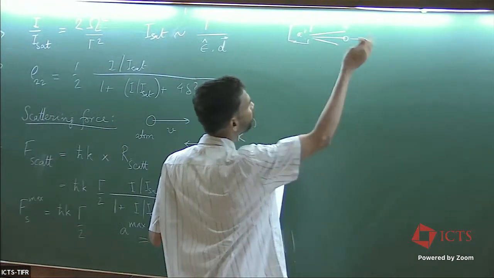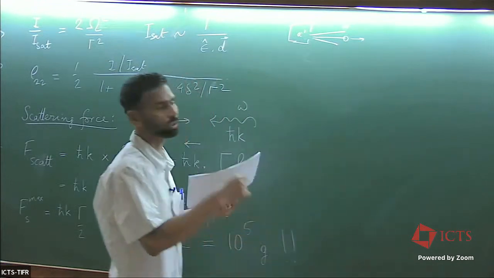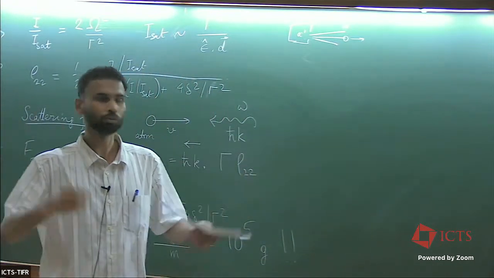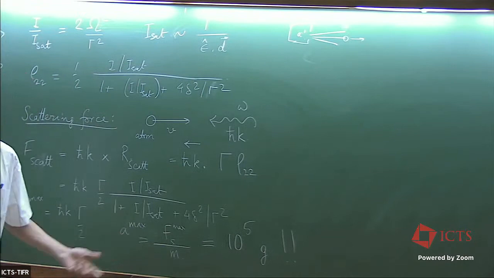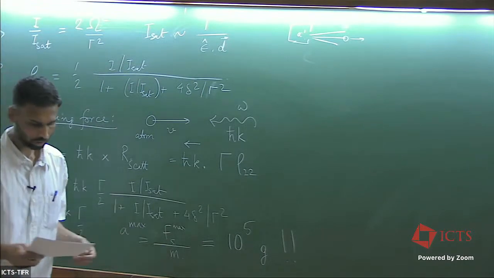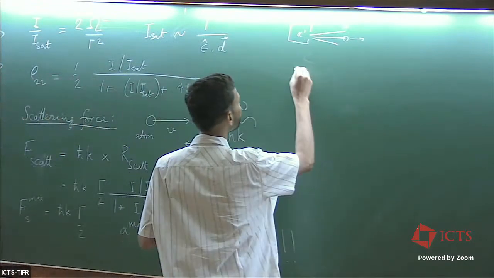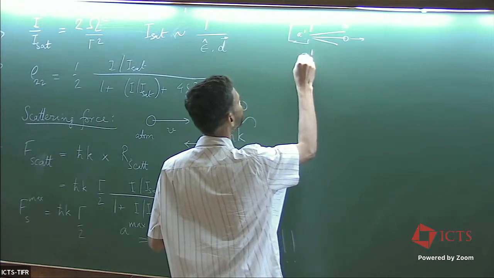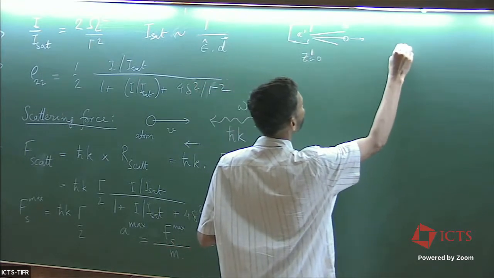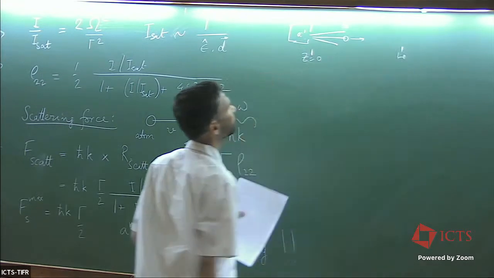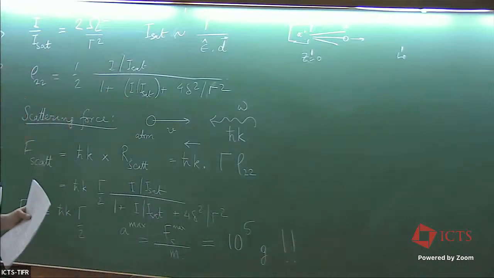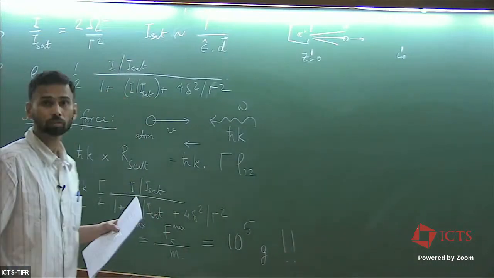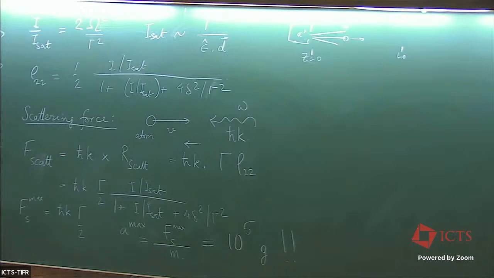Suppose you have devised some mechanism which keeps your laser on resonance, and you ensure that it is getting this maximum acceleration A. If the atom starts at, let's say, z equal to zero, and I am looking at some place L0, which is very far from z equal to zero. Yes, this is the broadening, I should have said this.